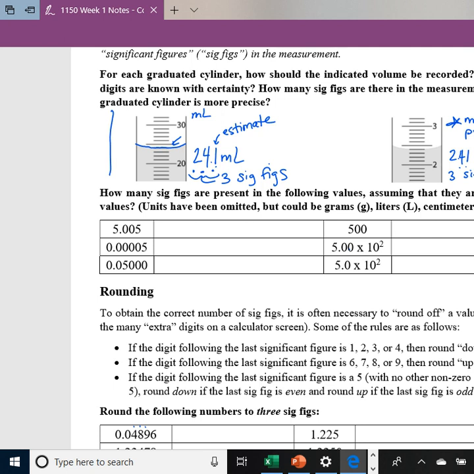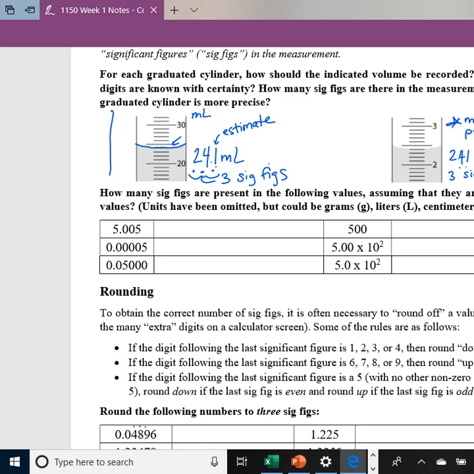So we can get some practice in counting sig figs. The one thing that usually gives students a hard time with significant figures are zeros. There's three kinds of zeros. There are captured zeros, which are zeros in between two non-zero numbers. There are leading zeros, and then there are trailing zeros. So we'll look at an example of each of those first.